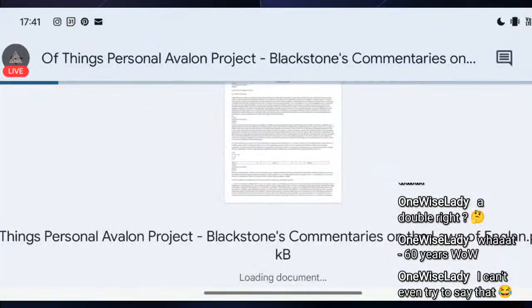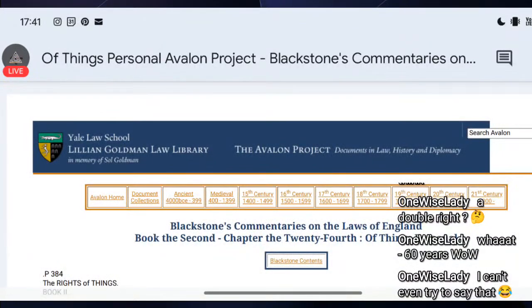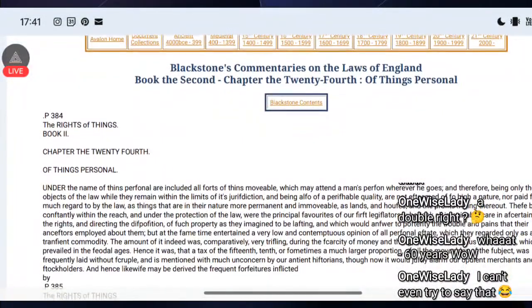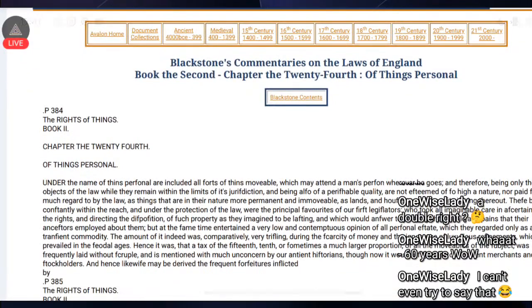Let's look at things personal. They say it's not personal. Blackstone's Commentaries on the Laws of England, Book the 2nd, Chapter 24, Of Things Personal.